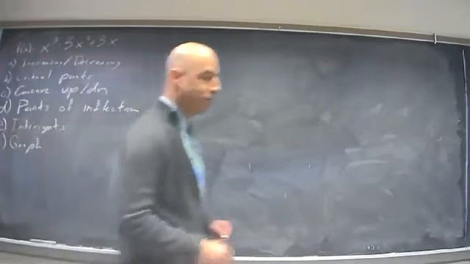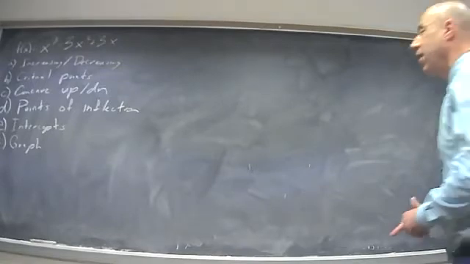Okay, I believe this was the question we were working on at the end of last class. So this should already be in your notes. And we know that A and B has to do with F prime, and C and D have to do with the second derivative, F double prime.